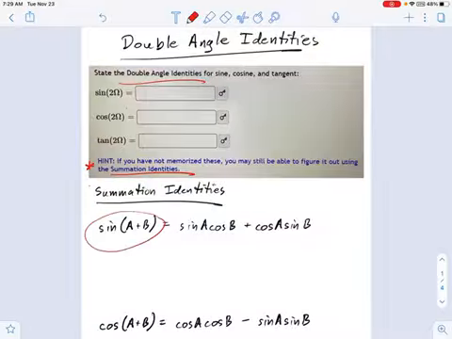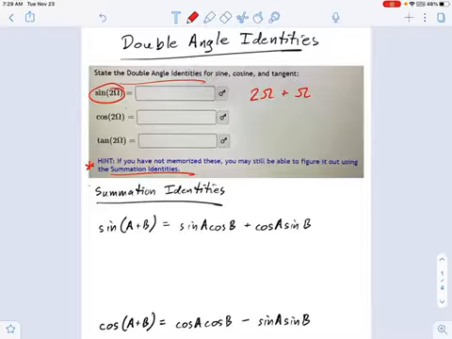What I've written here is just the summation identity, right? Sine of a plus b is really close to what I want, sine of 2 omega. The difference is 2 omega is omega plus omega, right? So think about it this way. That's an equal sign. 2 omega equals omega plus omega, right? So I can use the summation identity with two angles that are equal to each other. Let's go ahead and do that.